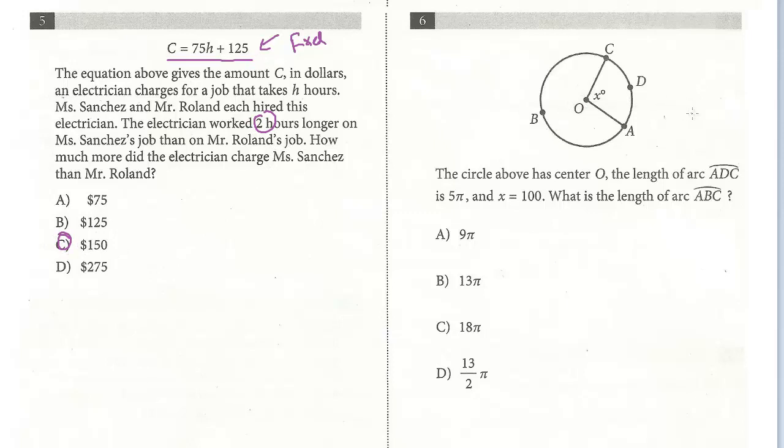The circle above has center O and length of arc ADC is 5 pi and x is 100. What's the length of arc ABC? So this minor arc ADC is 5 pi and this interior angle is 100. We know then this would be 260, right? 360 in the circle, and we want to find this major arc. So we could just set up a ratio. We could say 100 is to 260, and this is 5 pi to x.